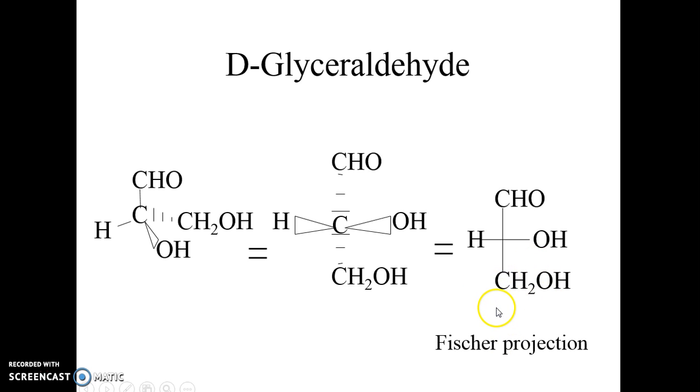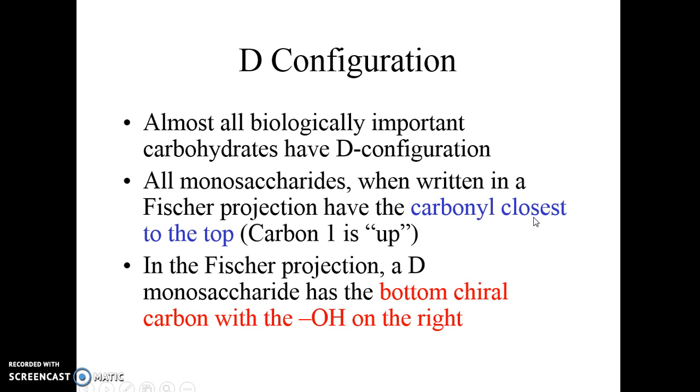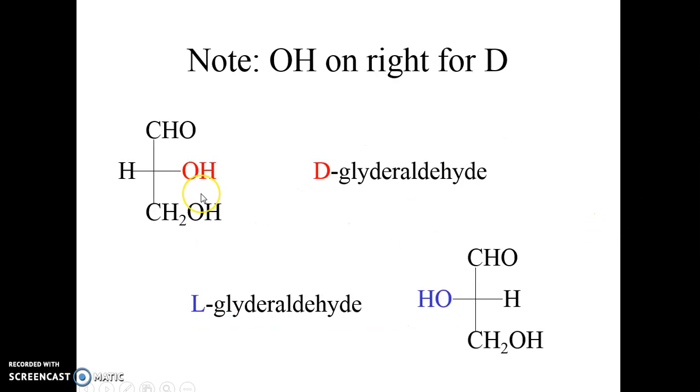This is D-glyceraldehyde. In D-glyceraldehyde, when we put it in the Fischer projection with the carbonyl at the top, the hydroxyl group is on the right. For all D carbohydrates, you draw your Fischer projection so that the carbonyl is closest to the top, and then you look at the bottommost chiral carbon. It's going to be the second one from the bottom. And if the hydroxyl is on the right, then it's a D monosaccharide. That's all we look at. It has nothing to do with rotation of light once you get past D-glyceraldehyde. So here's D-glyceraldehyde, and there's L-glyceraldehyde in the Fischer projections.